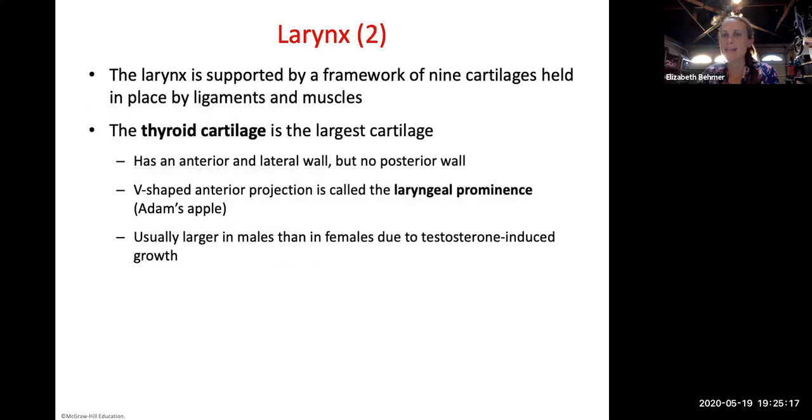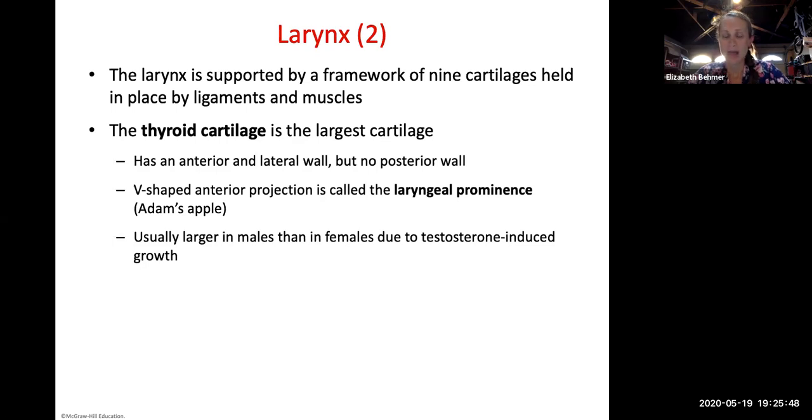It's supported by 9 different cartilages. Many of these cartilages were on your lab list, so I took most of them off. You should know the thyroid cartilage is the largest cartilage. It has a V-shaped anterior projection called the laryngeal prominence, which we call the Adam's apple, and it's larger in males than in females due to testosterone-induced growth, usually during puberty.